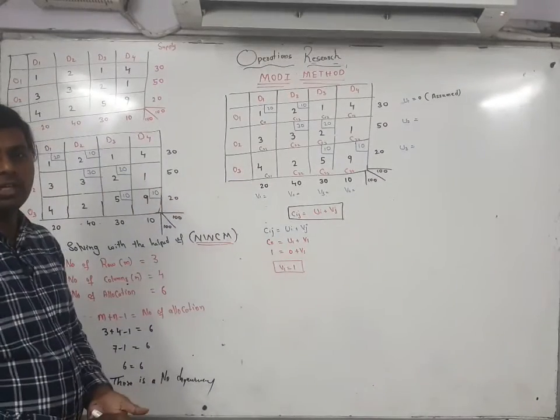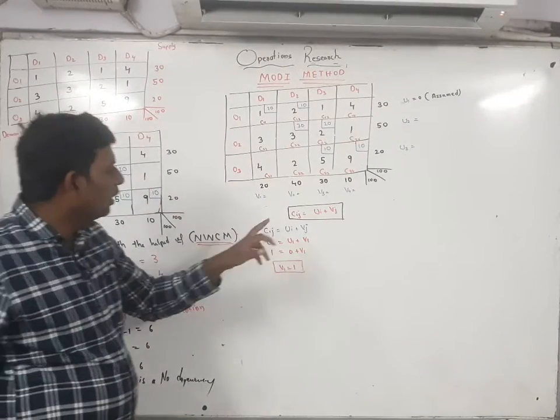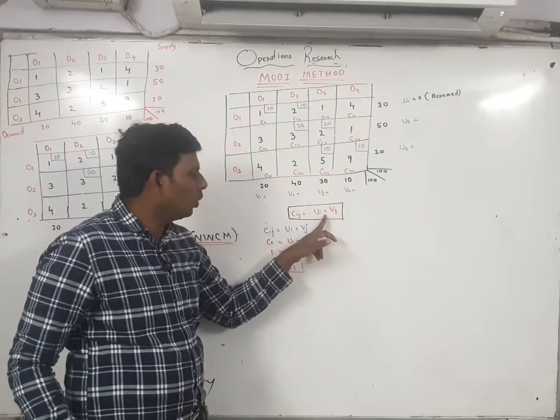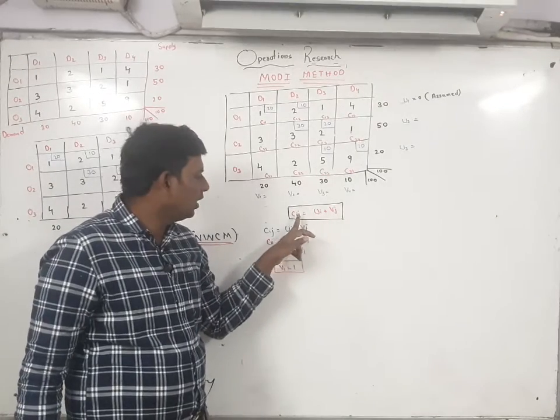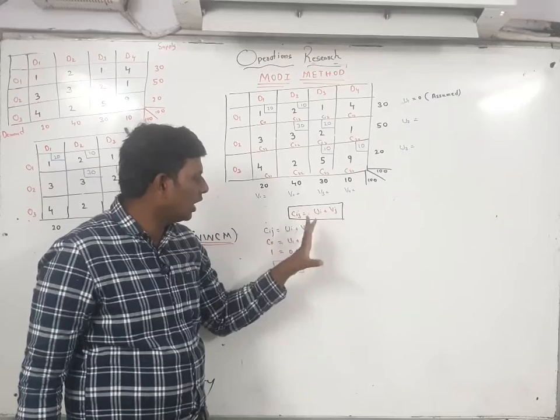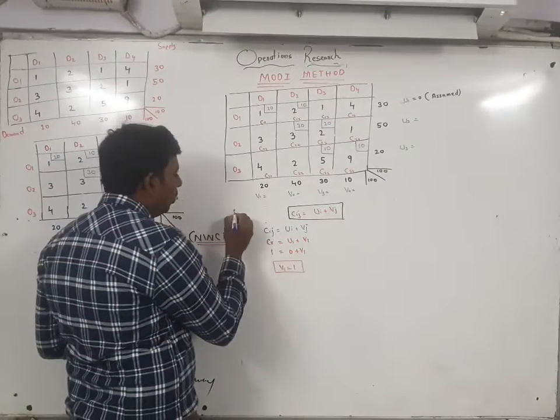So once again I will explain how to get this one. Cij is equal to Ui plus Vj, wherever the occupy cell is there.